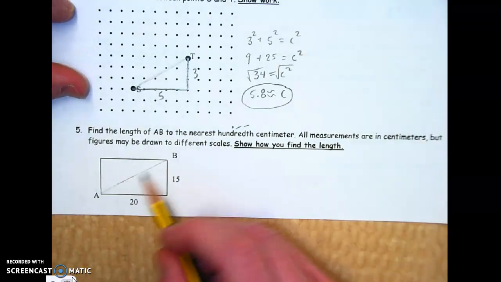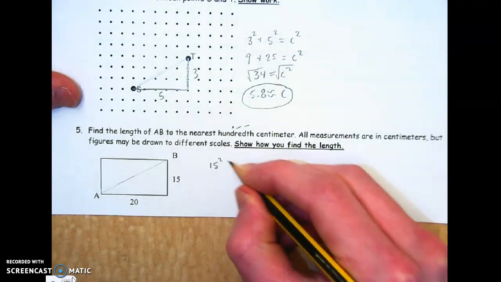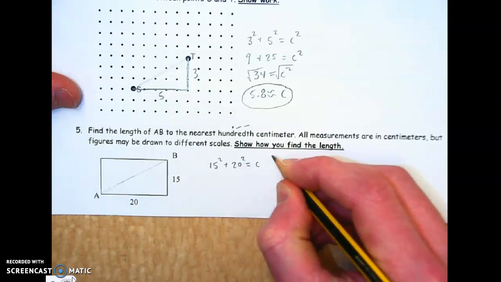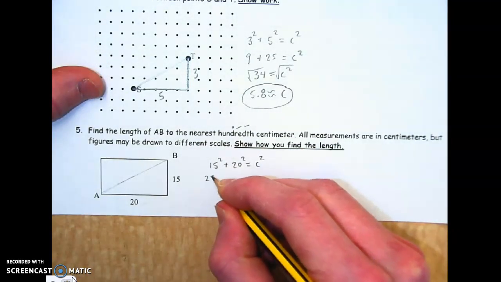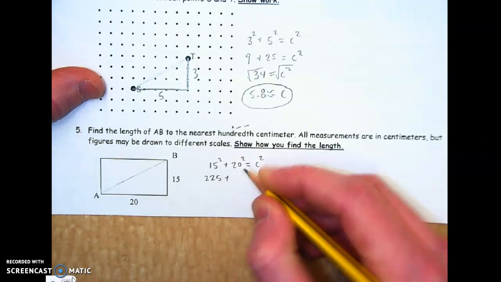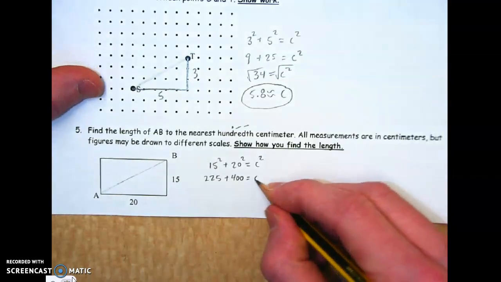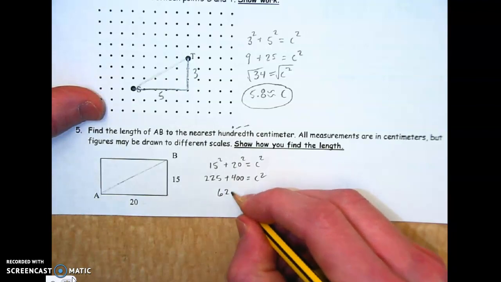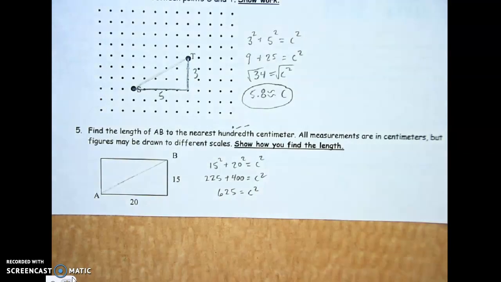Alright, so let's find this diagonal across here. I'm going to be doing the legs squared, added together, to get the diagonal, which we'll call c squared. So that would be 225 plus 400 equals c squared. We'll add these two together, so that'll be 625 equals c squared. We need to take the square root.